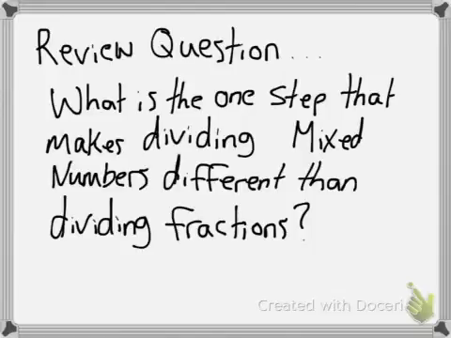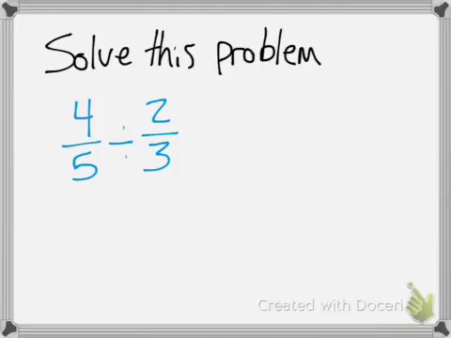Now here's a review question. Think about the answer. What is the one step that makes dividing mixed numbers different than dividing fractions? And finally, solve this problem. The answer should be 1 1/5. If you struggle to get that answer, watch the video again, and hopefully you'll get it the next time.